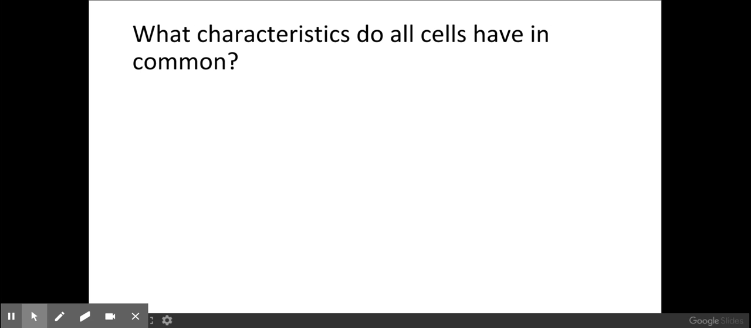Well, if all things are made of cells, and we know cells come in all different shapes and sizes and functions, what are the things that all cells have in common? So think about the characteristics that all cells are going to have. You can pause me here if you want. Make sure you write down your predictions.